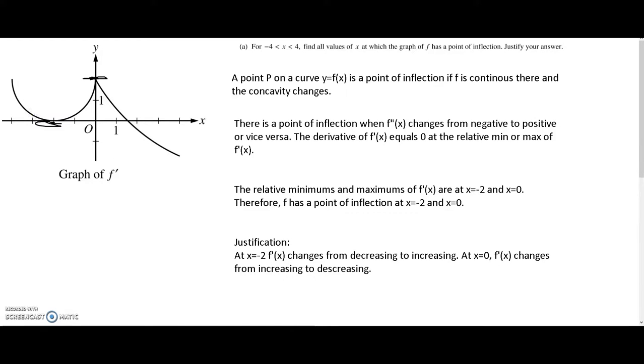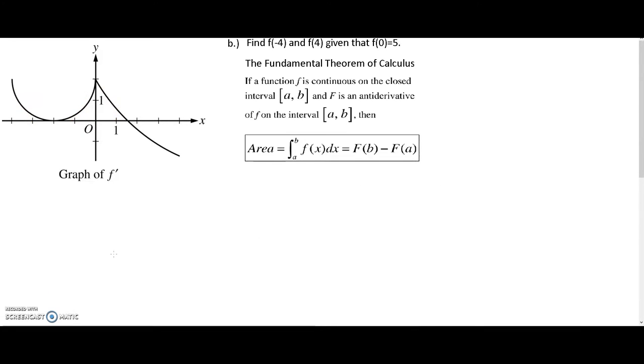Justification. At x equals -2, f prime of x changes from decreasing to increasing. At x equals 0, f prime of x changes from increasing to decreasing. So the next question is, find f of -4 and f of 4 given that f of 0 equals 5.